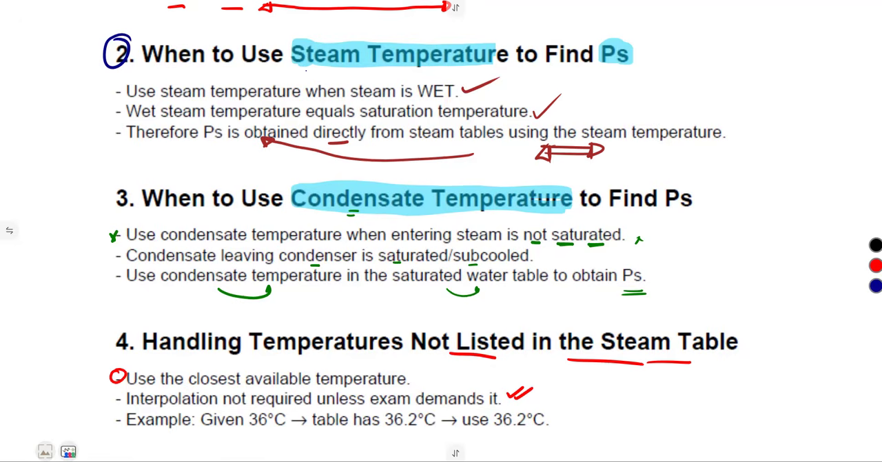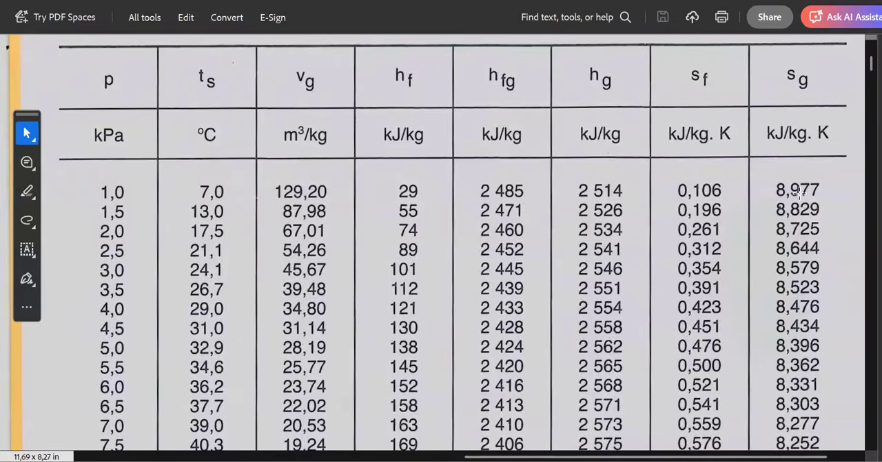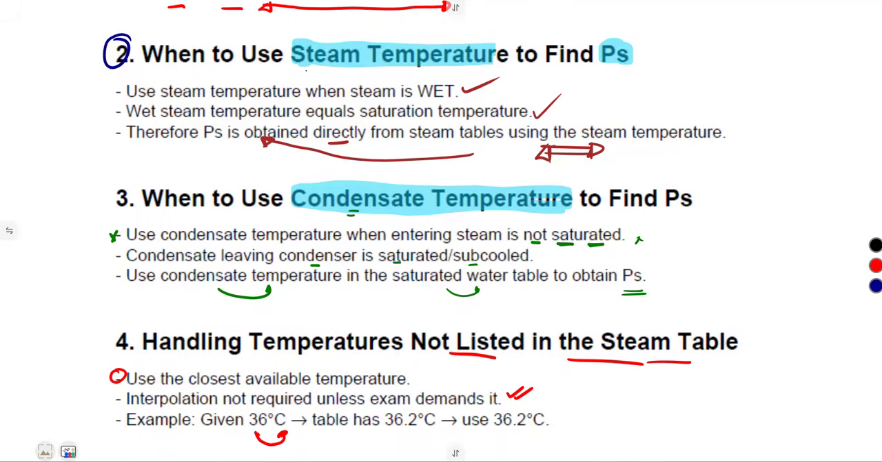But in the basics of your calculation, for example, you're given 36 degrees Celsius. From our steam table, you can see there is 34,6 and there is 36,2. 36 is not given. So if that condition happens, instead of using interpolation, just use the approximate. The table has 36,2 as the nearer value, so use 36,2 degrees Celsius to find your PS, the one that you want, because it is there in the steam table.